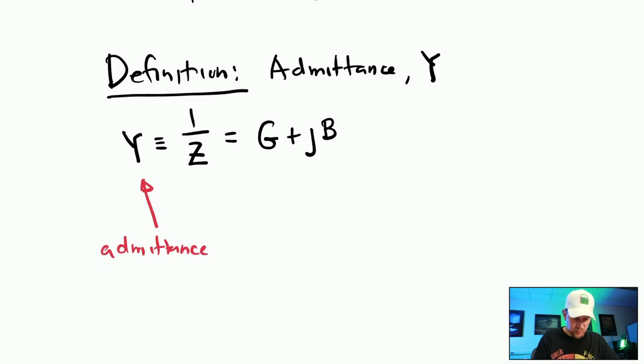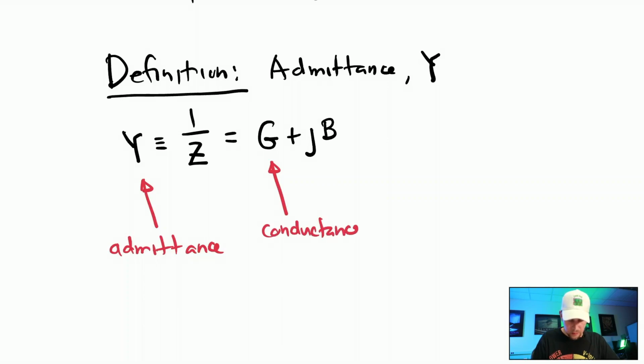Let's actually write that a little more cleanly. It's a little harder to see. So this is the admittance. I'm struggling to write this out, so bear with me. This right here, the G, is what they call the conductance. And lastly, the B is what they call the susceptance.